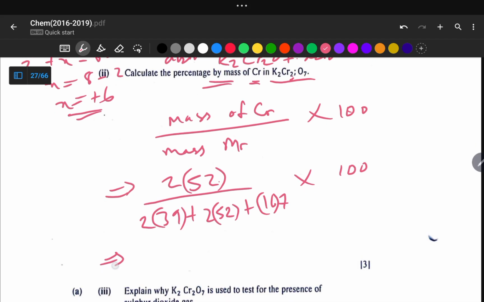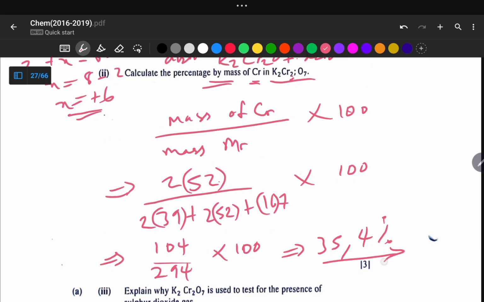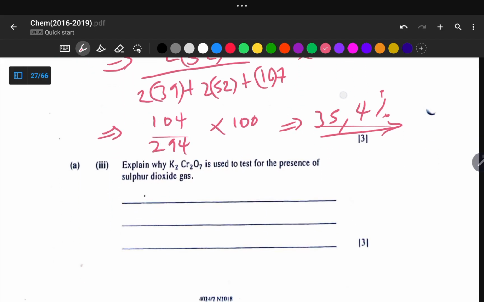So we're simply going to have 104 over 294 by 100, and then this is going to give us 35.4%, and we are done. Are we together? And then we can now move on to the next part.